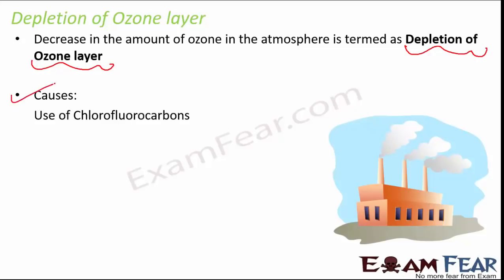What causes ozone layer depletion? Use of chlorofluorocarbons, which are also known as CFCs. Now, these are released into the atmosphere in various applications like refrigeration, air conditioning, etc. So, we need to really control the production of chlorofluorocarbons so that the ozone layer doesn't get depleted further.